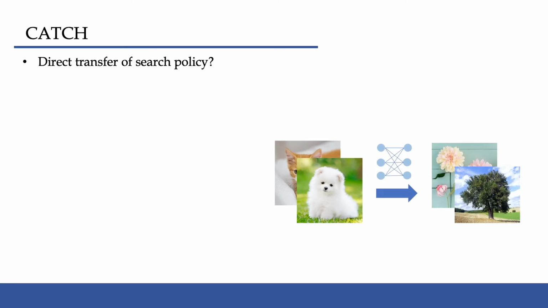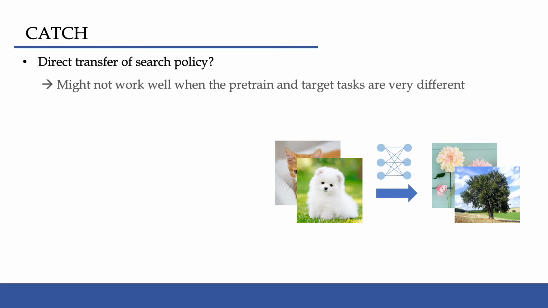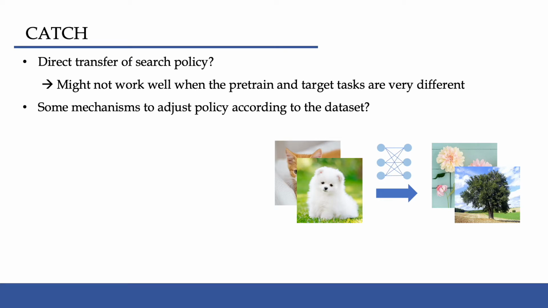The problem is, can we pre-train a search policy on a task first and then transfer it to another one? It's a valid idea, but it might not be the best one since the pre-train and the target task can be quite different, so the search policy might not generalize well. We probably want to add a mechanism that uses dataset properties to adjust our policy.